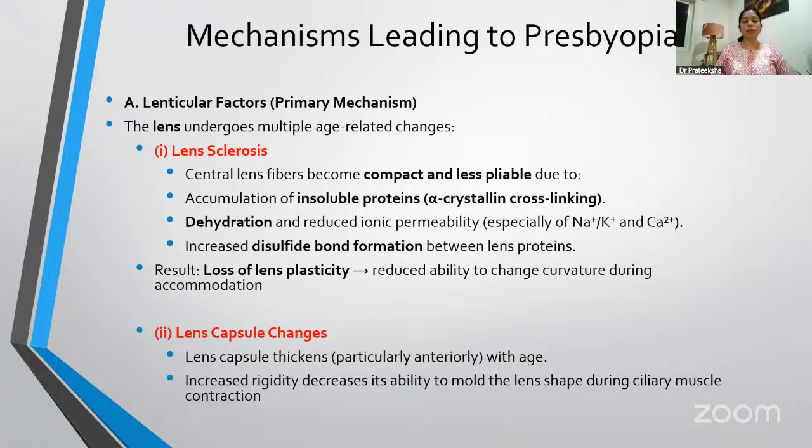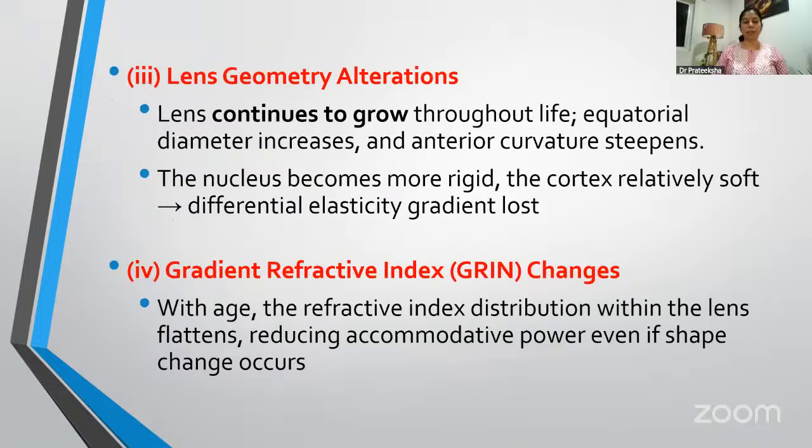This results in loss of lens plasticity and a reduced ability to change the curvature during accommodation. Second is lens capsule changes. The lens capsule thickens, particularly anteriorly with age, increasing rigidity and decreasing the ability to mold the lens shape during ciliary muscle contraction. Lens geometry alteration.